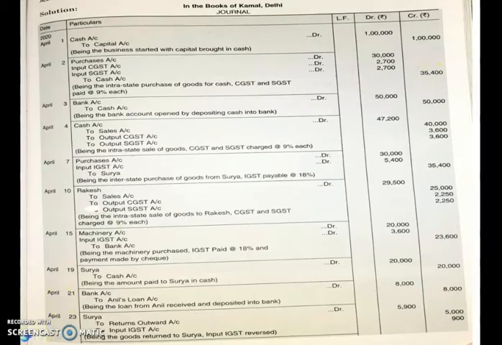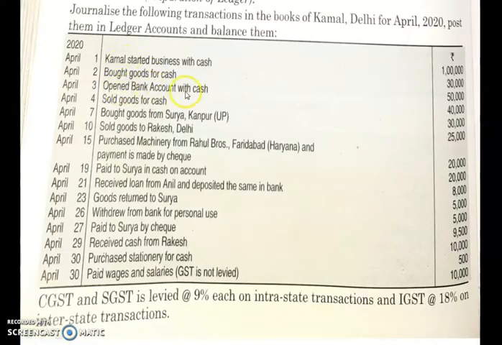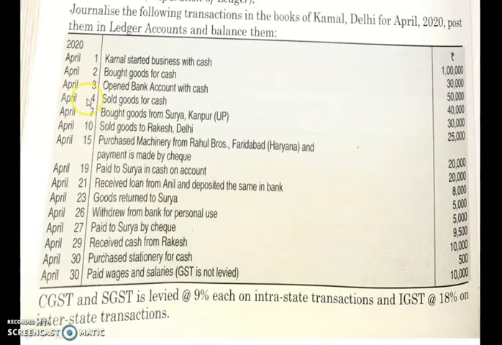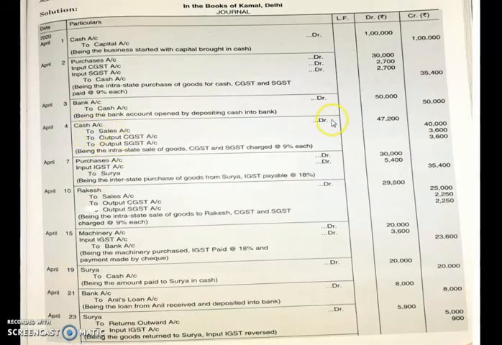The next entry is open bank account with cash. Here we don't have any GST, so it is a simple journal entry: bank account debited to cash account for opening a bank account. The April 4th entry is sold goods for cash, 40,000. Sold goods means you are selling the goods, cash is coming in, so cash account is debited to sales account. 40,000 is the goods which you have sold.